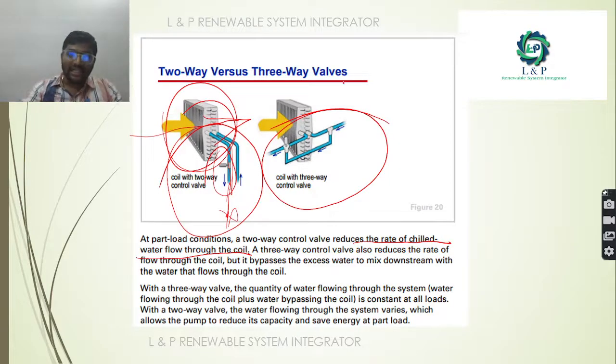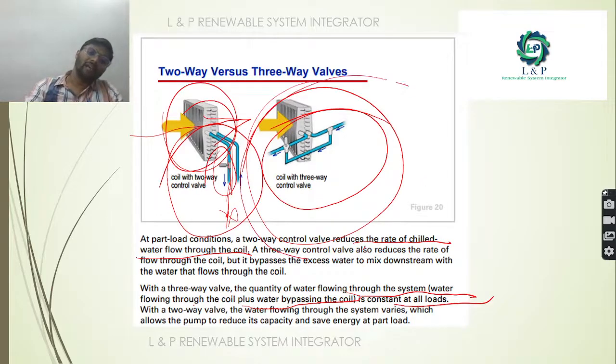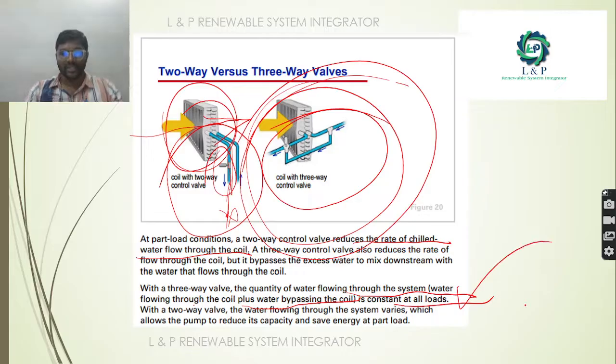When you get into the three-way control valve, as you can see here, it has three different ports. One is the supply line, one is the return line, and apart from it, the quantity of water flowing through the coil plus the water bypass is constant at all loads. So in a three-way valve, the water flow will be constant.